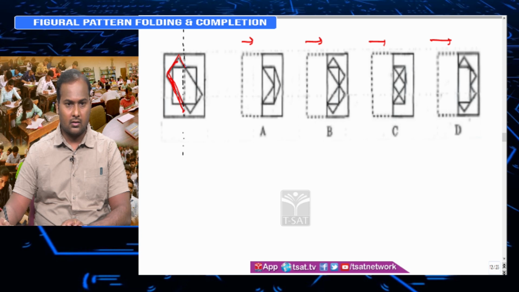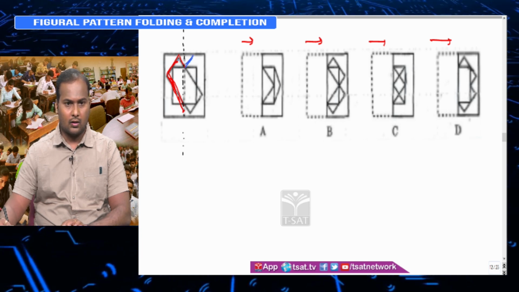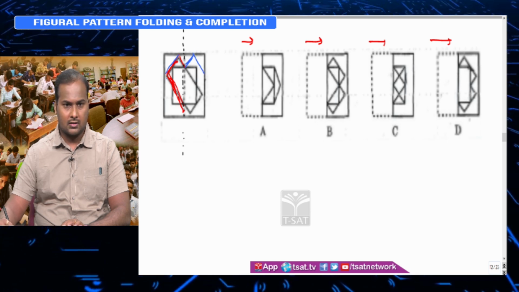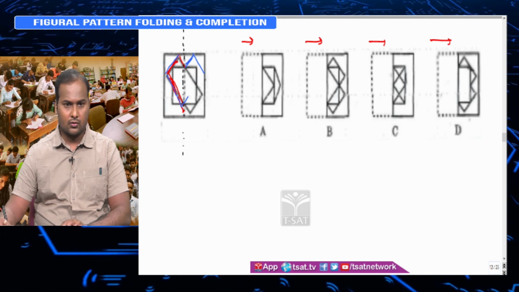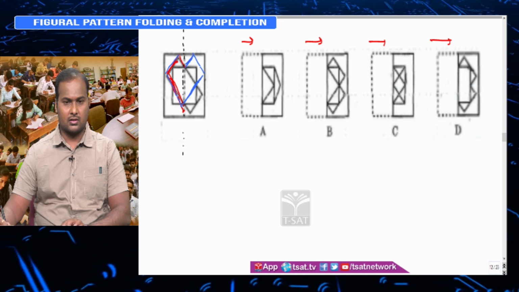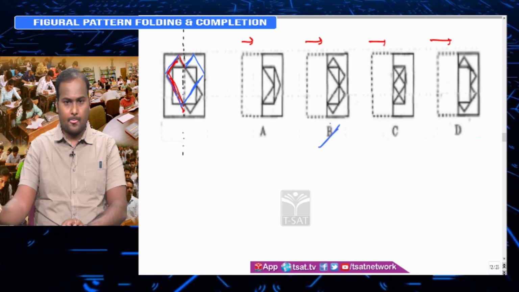See here, this red line dot, so you draw a blue line here, exactly. Now it is moving away, so you also move away like this. And this line is moving till here, so you draw a line like this. So when you draw, you will get the answer. So directly I can get that the answer is option B.